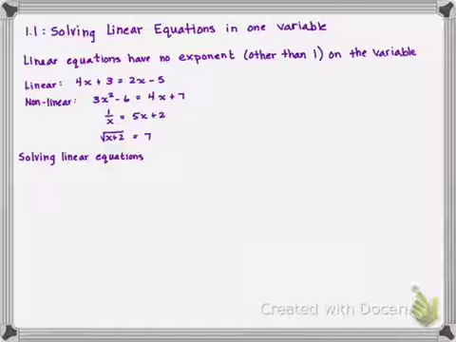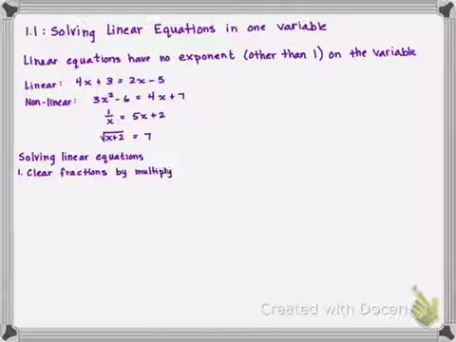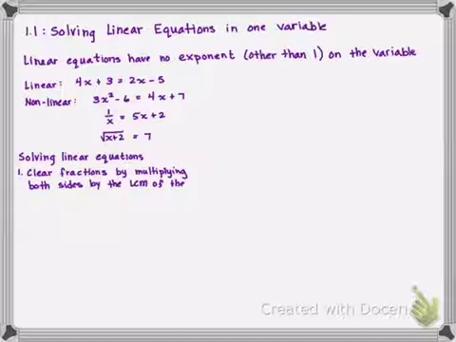So the first thing we're always going to do is clear fractions. And the way we'll do that is we're going to multiply both sides by the least common multiple of the denominators.